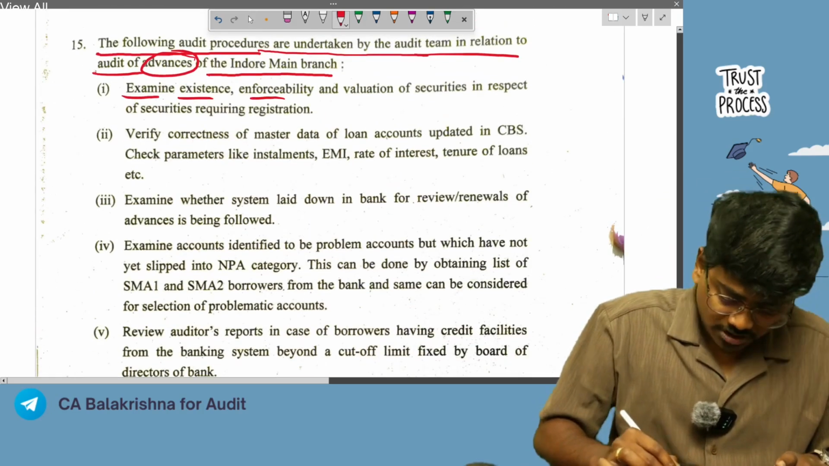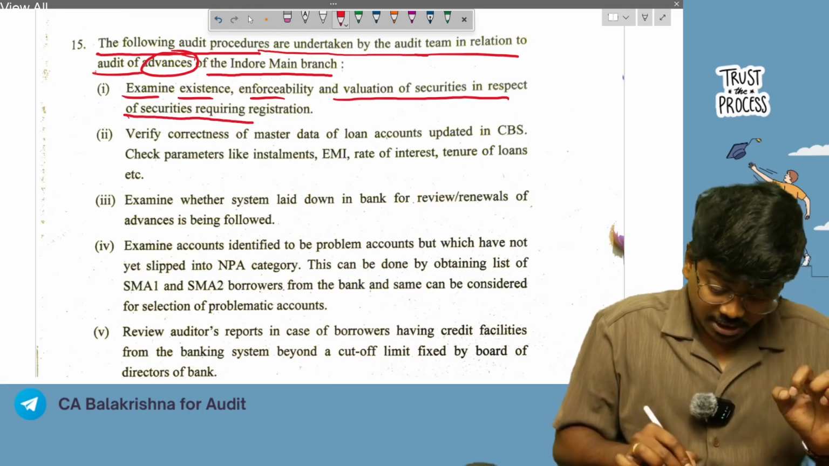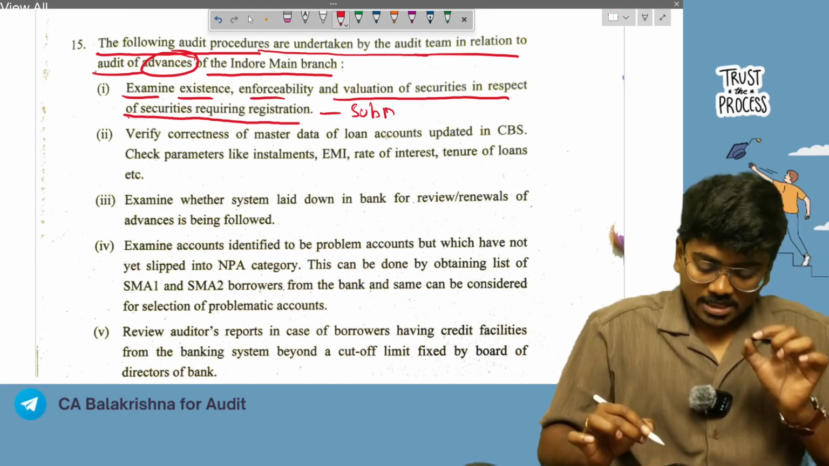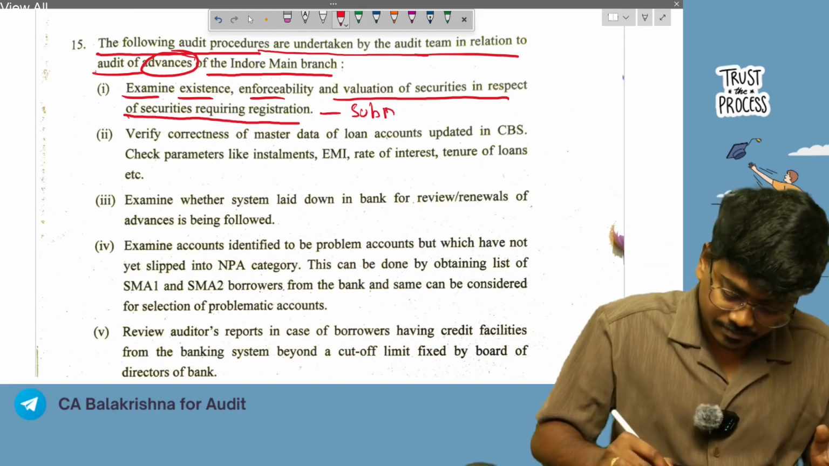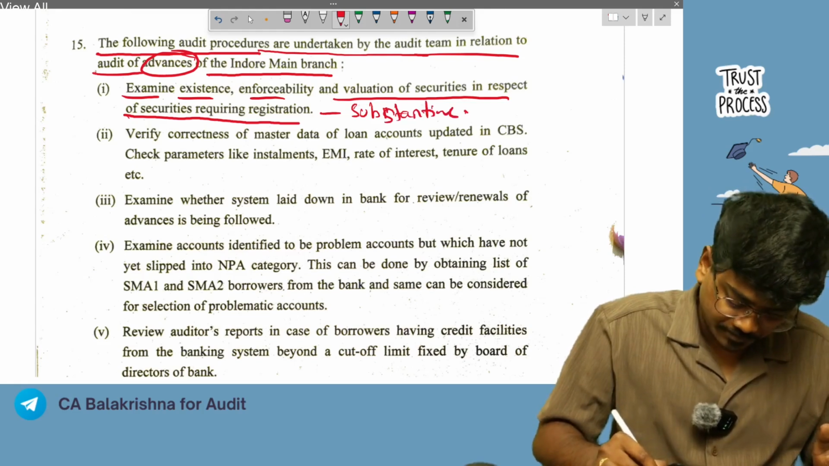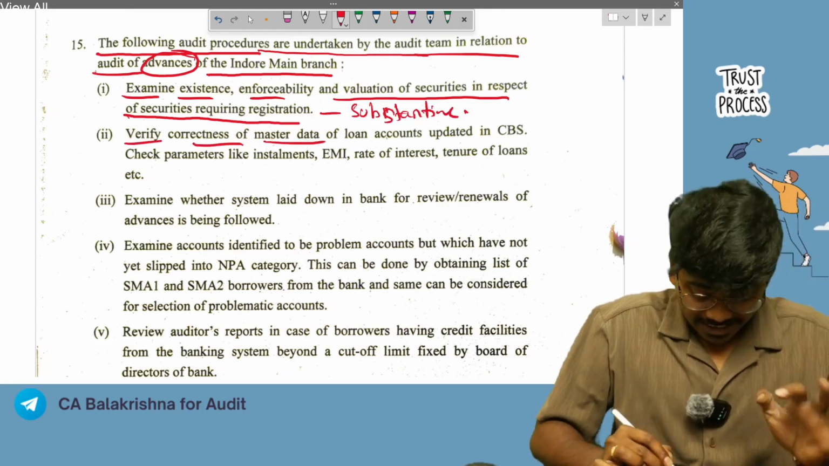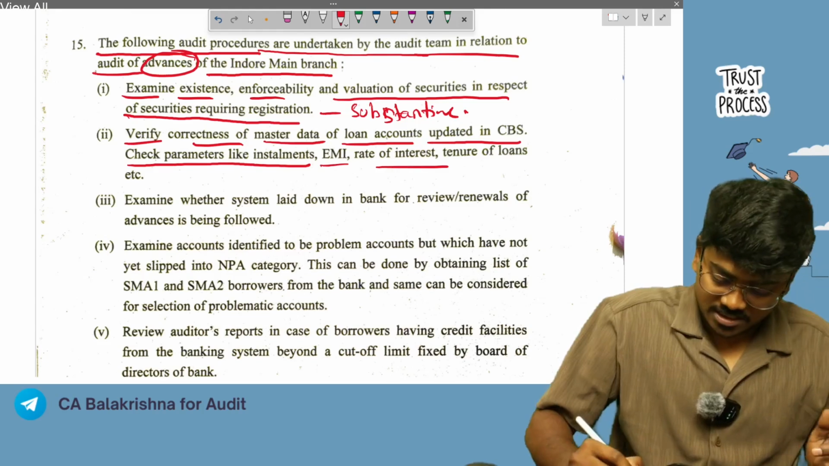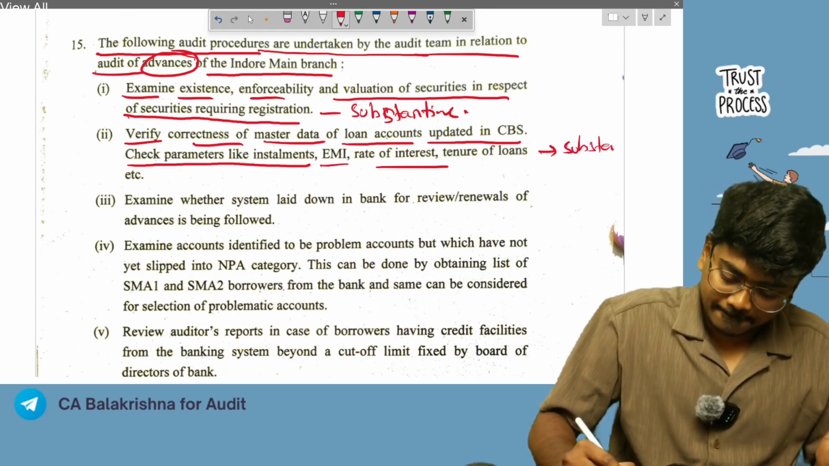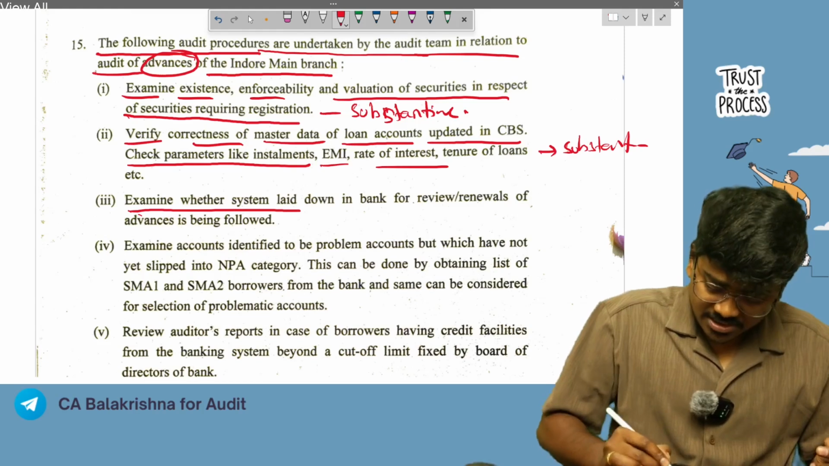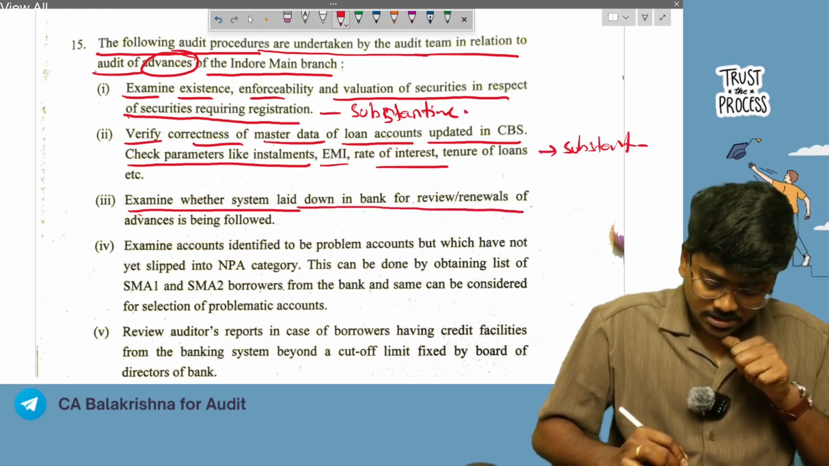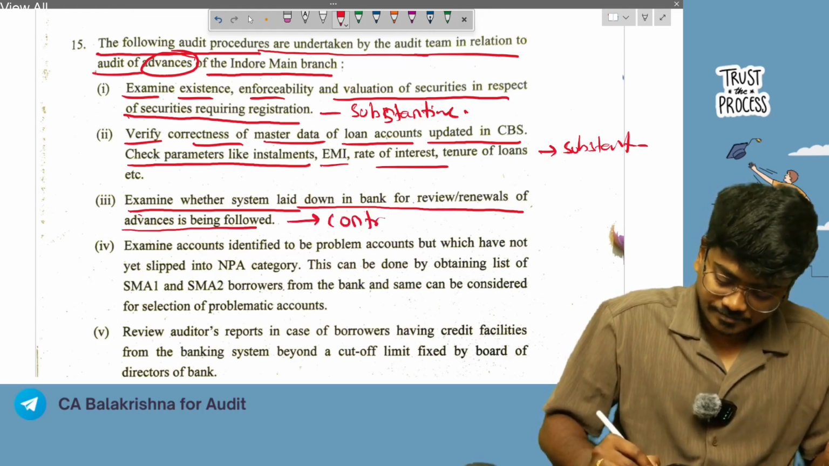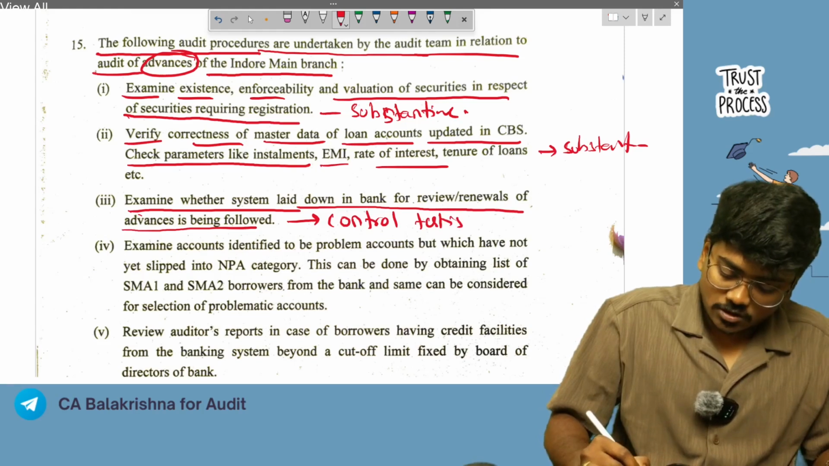Examine existence, enforceability and valuation of securities in respect of securities requiring registration. This comes under substantive procedure because you are verifying the details. Okay, substantive. Next, verify correctness of master data, loan accounts updated in CBS, check parameters like installments, EMI, rate of interest. This is also substantive procedure only. Next, examine whether system laid down in the bank for review renewals of advances is being followed. This becomes control testing. Okay, this is not a substantive procedure.